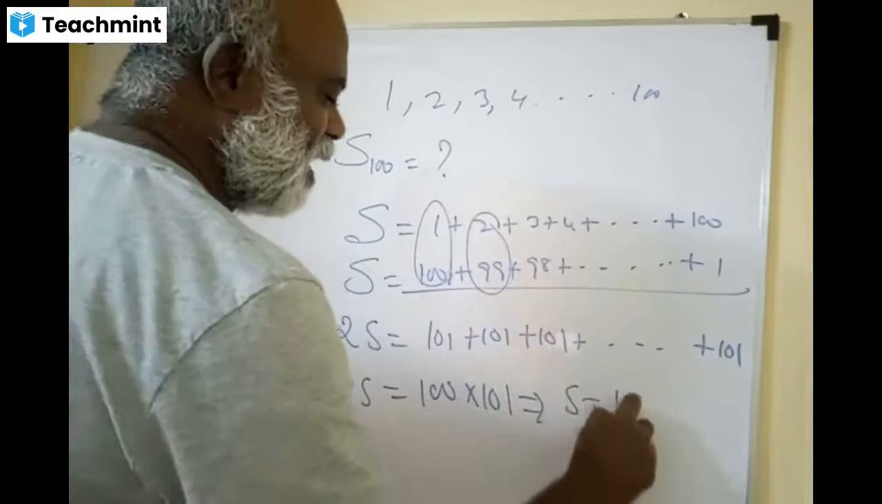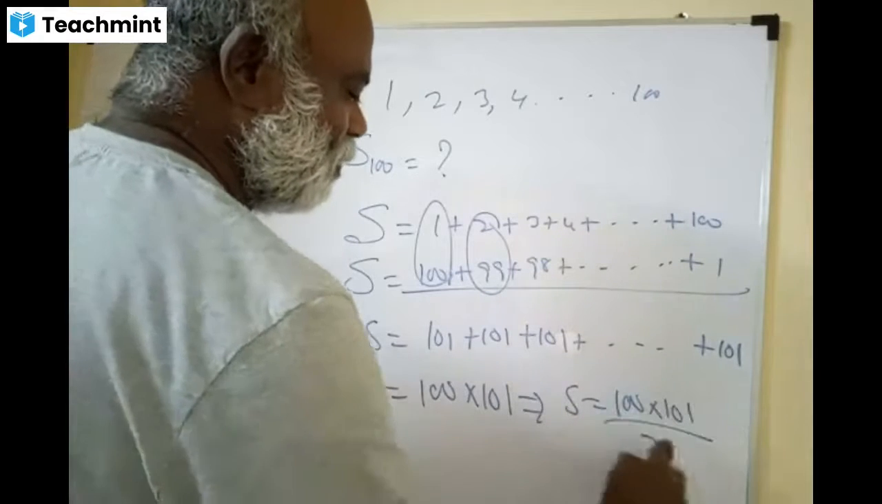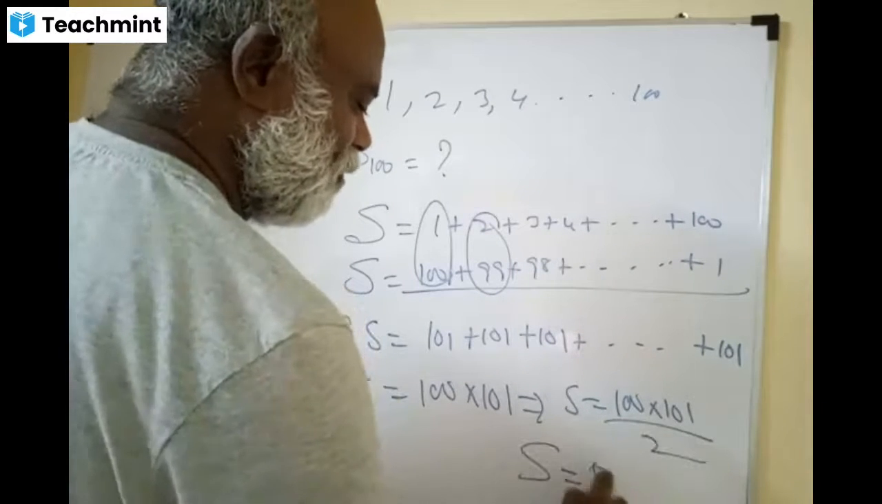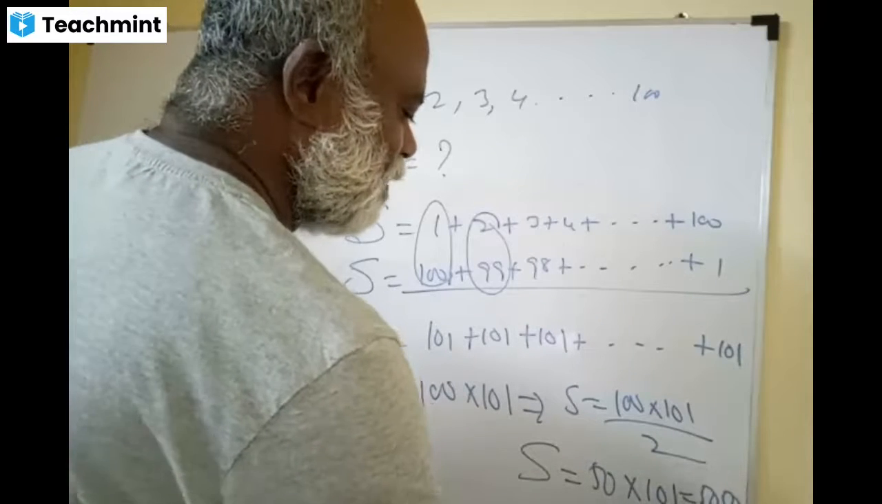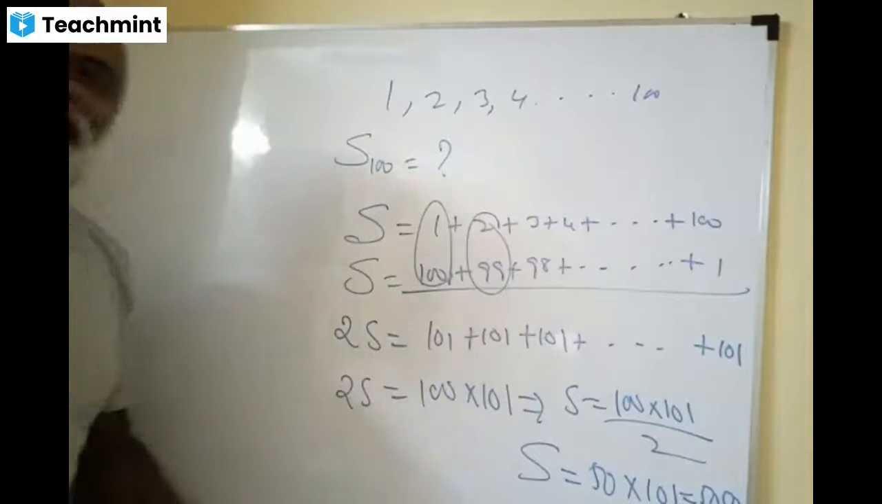S is nothing but what? 100 into 101 by 2. That is 50 into 101. That is 5050. What a brilliant question. See, that's why he is a scientist.